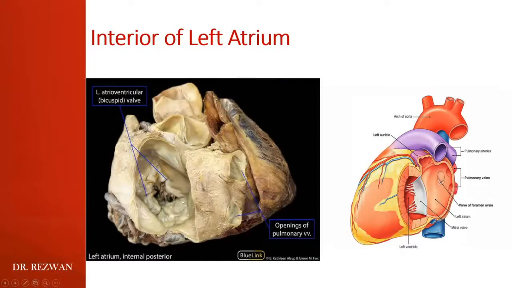Over here we can see the interior of the left atrium. This is the left atrioventricular orifice or the bicuspid valve or the mitral valve. These are the openings of the pulmonary veins. Again over here we can see the septal wall, opening of the 4 pulmonary veins. Over here the pulmonary veins are opening. This is the mitral valve, and this is the left auricle having the rough part. Most of the part of the left atrium is actually smooth.